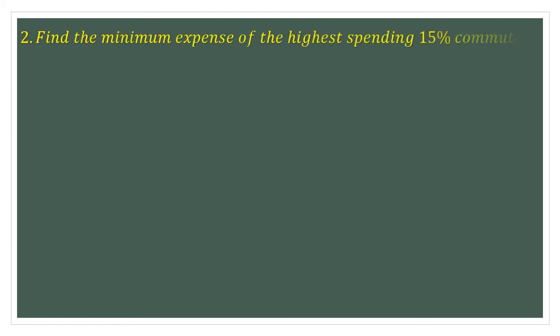Now the second sub-question: find the minimum expense of the highest spending 15% of commuters. Just imagine that data line in your brain and tell me which side has the higher value, left or right. Yes, the right side has the higher value, and I need to calculate 15% from the right side. So it will be something like this. This is the data line and I am calculating 15% from the right side, because that's the highest value. So where does the line remain? This line distributes our data into 15% and 85%.